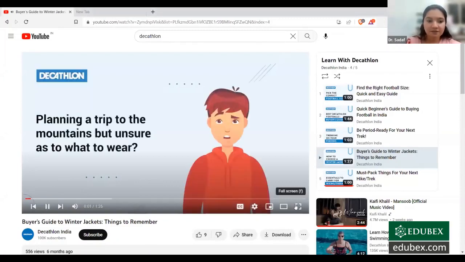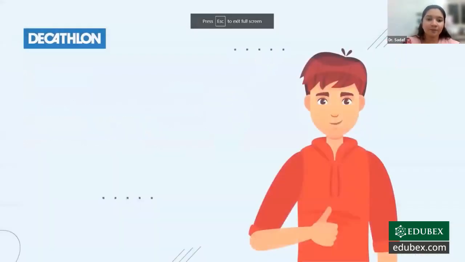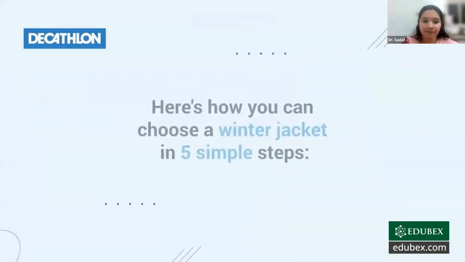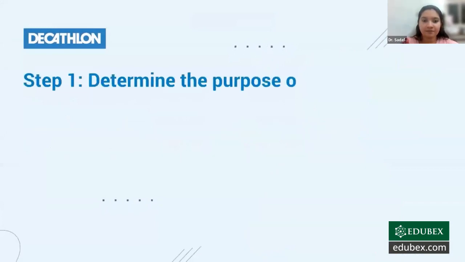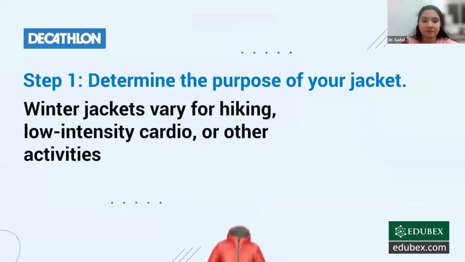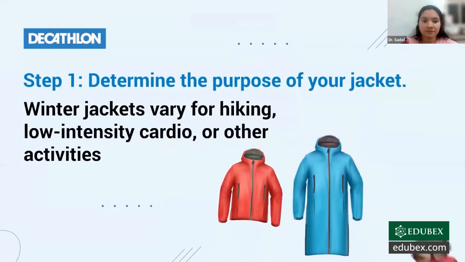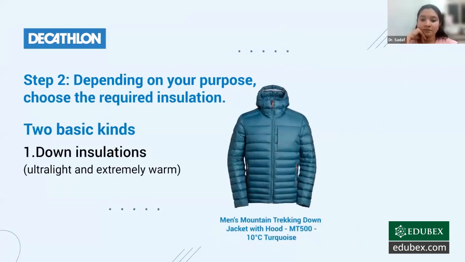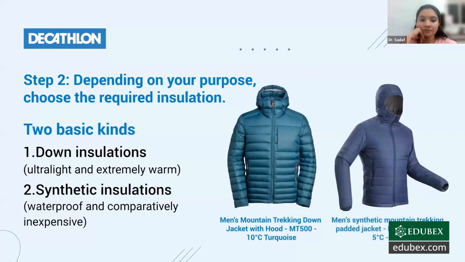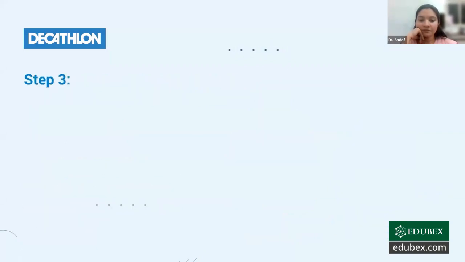Are you planning a trip to the mountains but are confused as to what to wear? Don't worry, we got you covered. Here's how you can choose a winter jacket in 5 simple steps. Step 1. Determine the purpose of your jacket. Winter jackets vary for hiking, low-intensity cardio, or other activities. Step 2. Depending on your purpose, choose the required insulation. There are 2 basic kinds of insulations you can choose from. Down insulations are ultralight and extremely warm. On the other hand, synthetic insulations are waterproof and comparatively inexpensive. Step 3.